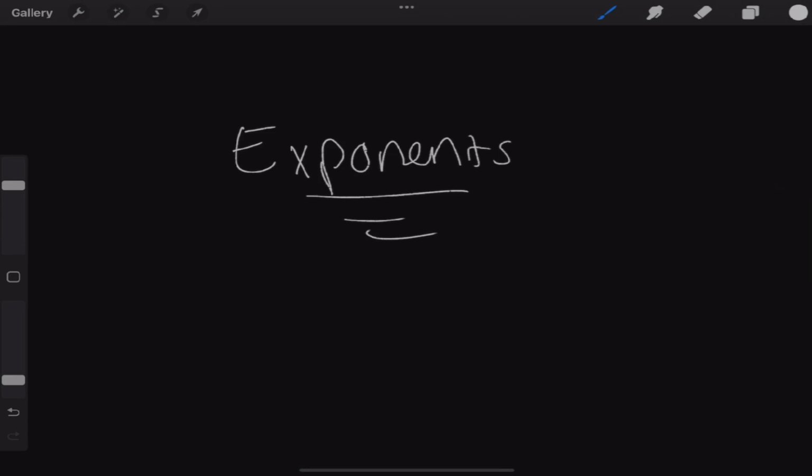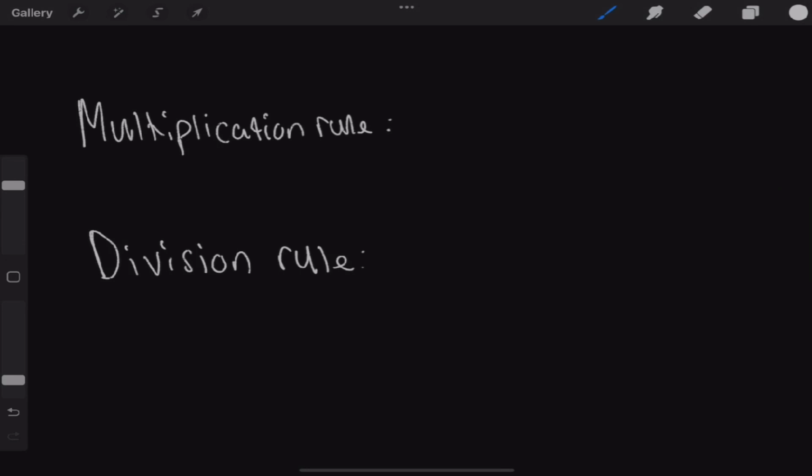Today's video will be on exponents, and the first thing we're going to talk about are the rules of exponents, or in other words, the laws of exponents. So first off, we have the multiplication rule, which basically says a to the power of x times a to the power of y equals a to the power of x plus y. So at first this might look a little confusing, but once you actually start using numbers in the actual equation itself, it'll be really easy to recognize.